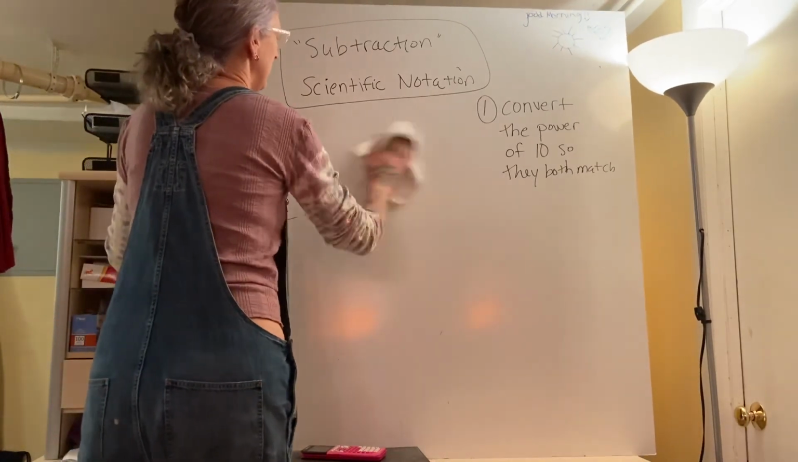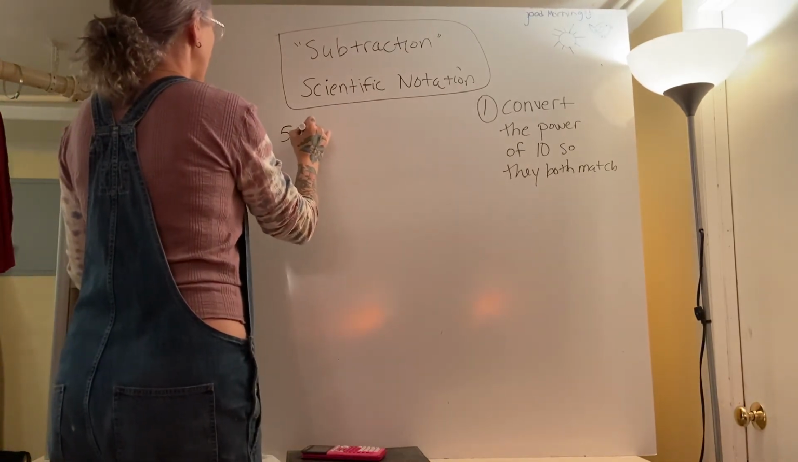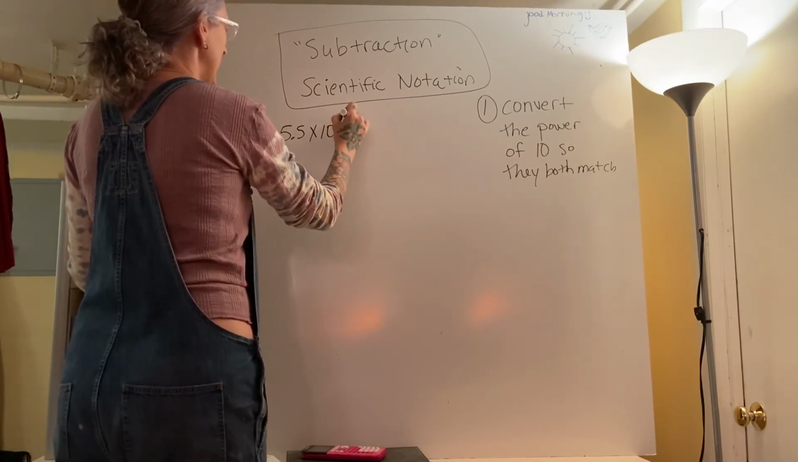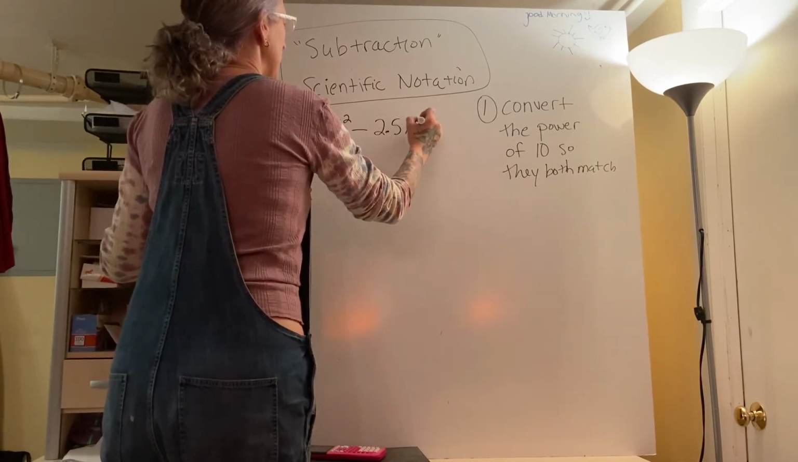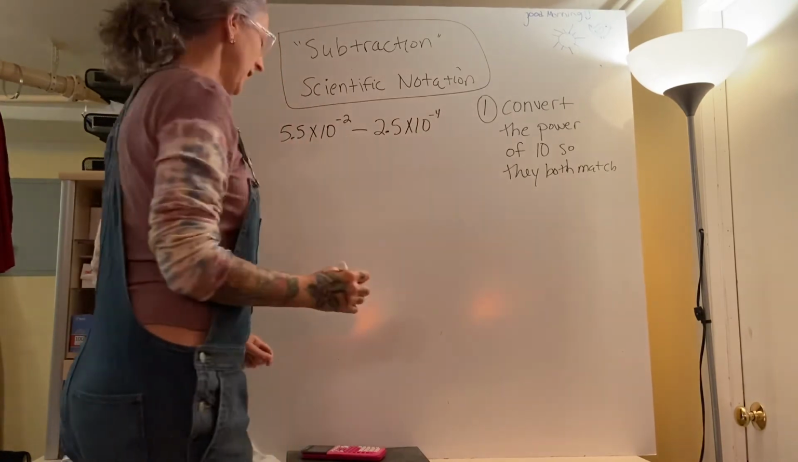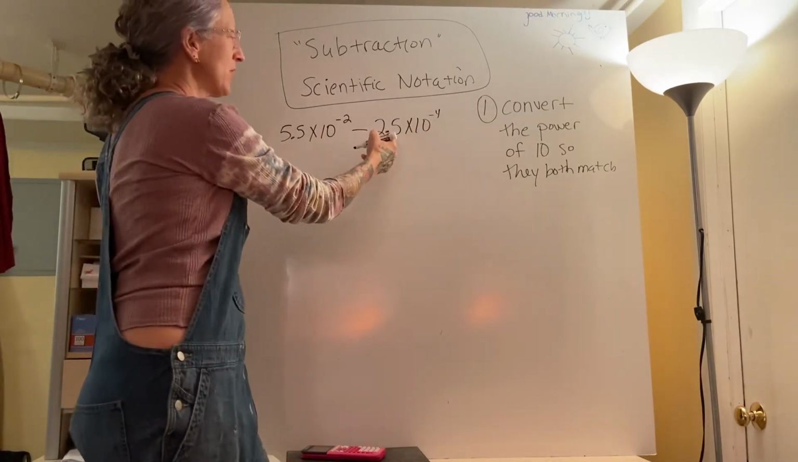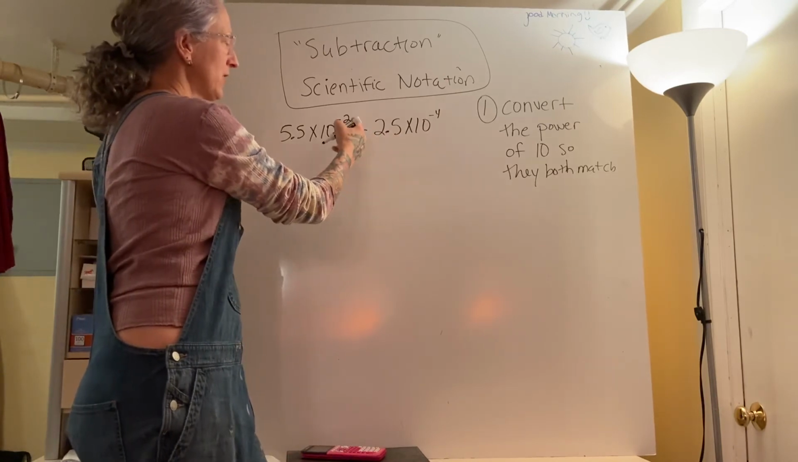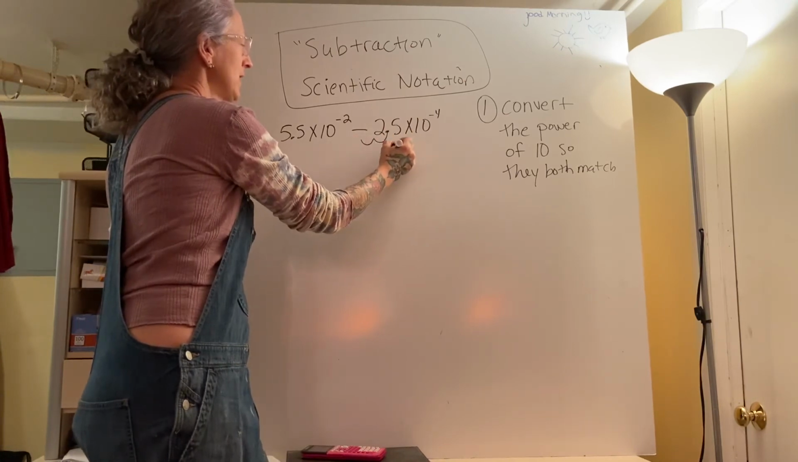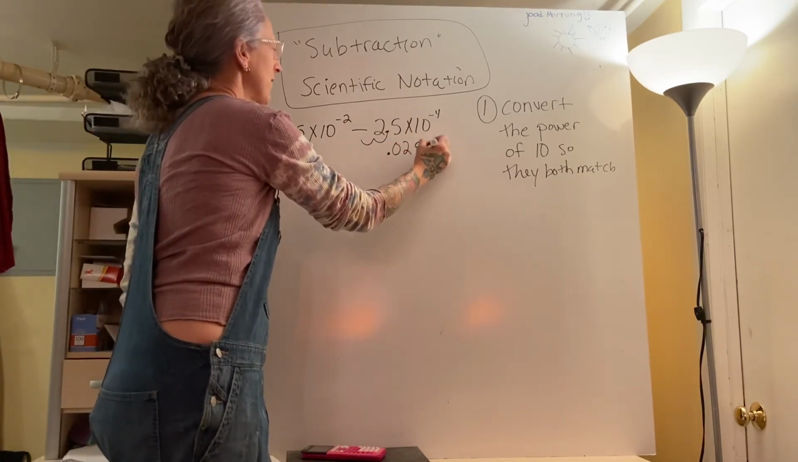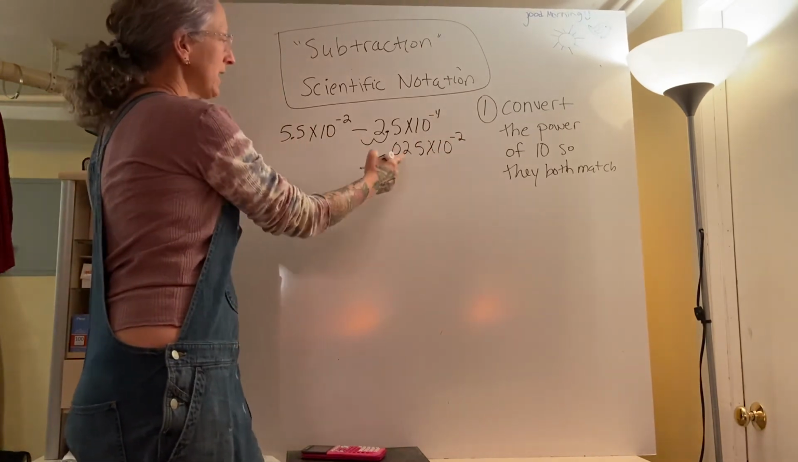So let's see. What if we have 5.5 times 10 to the negative 2 minus 2.5 times 10 to the negative 4. That's a difference of 100, like a factor of 100. So that means I have to move this one 2 places to the left because there's a difference of 2. So 1, 2. So this would be 0.025 times 10 to the negative 2. So now I can subtract this number from this number.